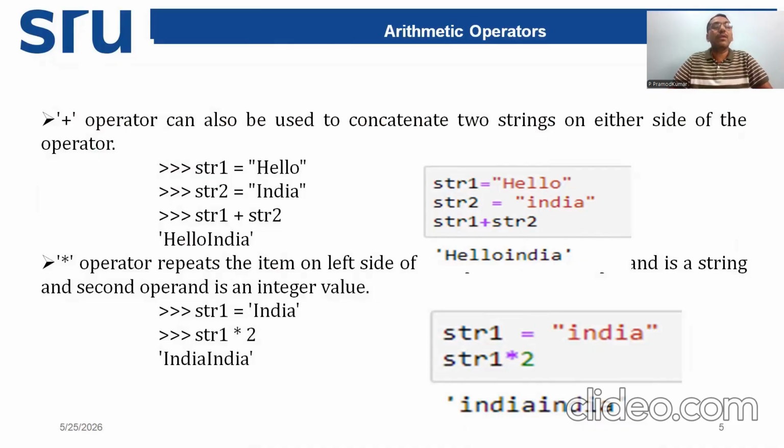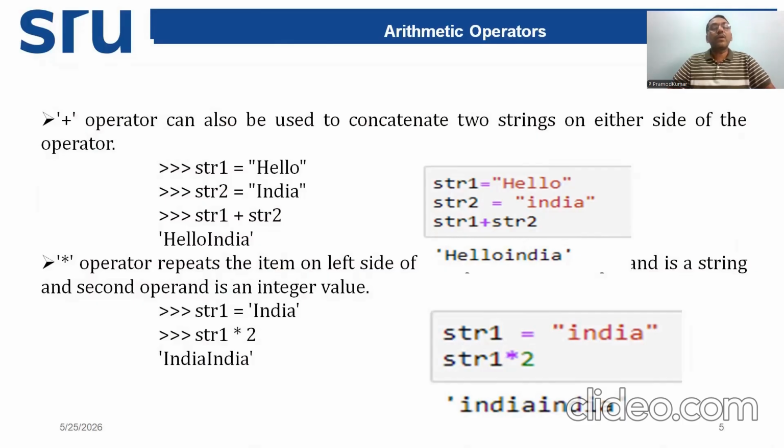Here is an example. String 1 is equal to hello. When I place that hello in between a pair of double quotes, that is a string. Then string 2 is India, where I kept India in a pair of double quotes. Of course, in Python, I can place a collection of characters in between a pair of double quotes or single quotes or even triple quotes.